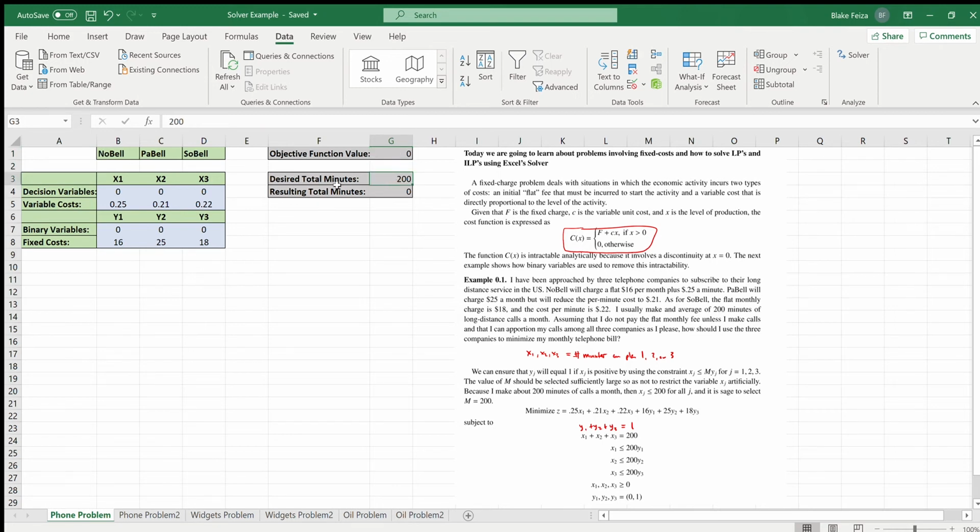Then I made a second box here for the desired total minutes we're looking for, and then the resulting total minutes we're getting just from summing the three decision variables up here. So ideally this is going to equal exactly 200. At the very least, it's going to be at least 200.